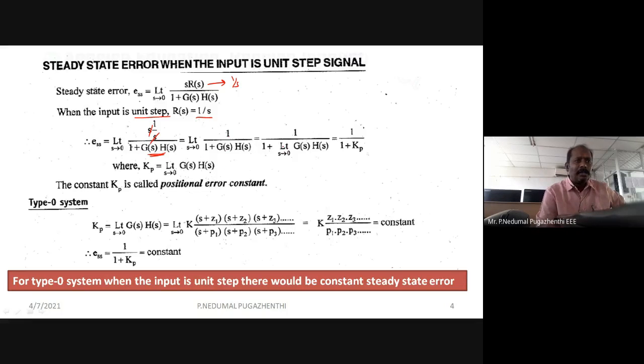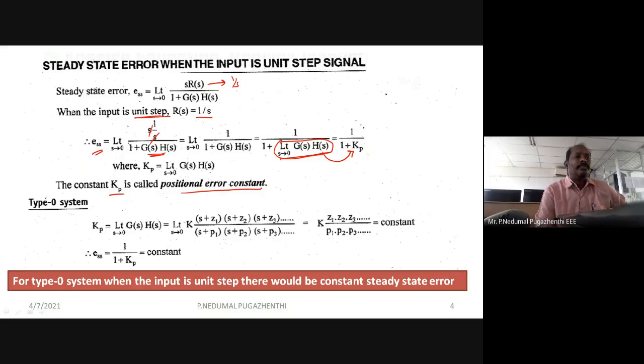So the limit comes here, and already we know the formula: limit s tends to 0, G(s)H(s) is equal to Kp. So my steady state error ESS is equal to 1 by 1 plus Kp for unit step input. And Kp is called the positional error constant. We have obtained it from the previous slide.